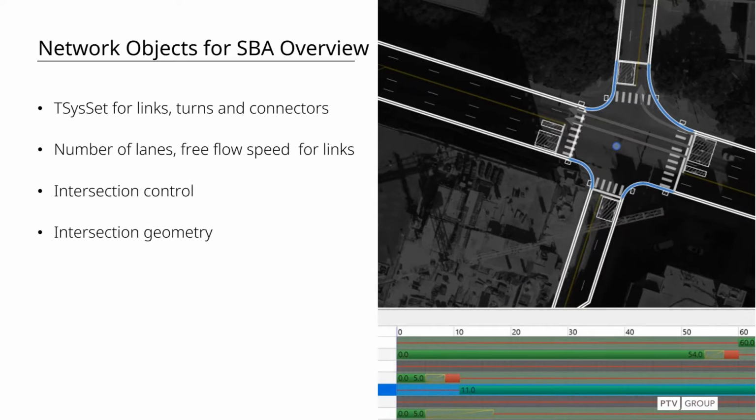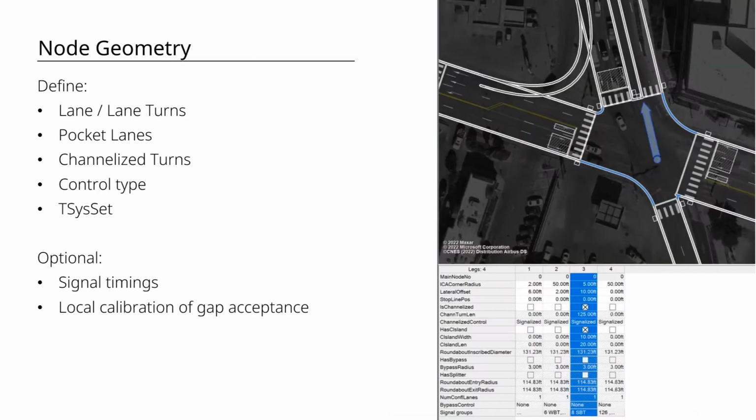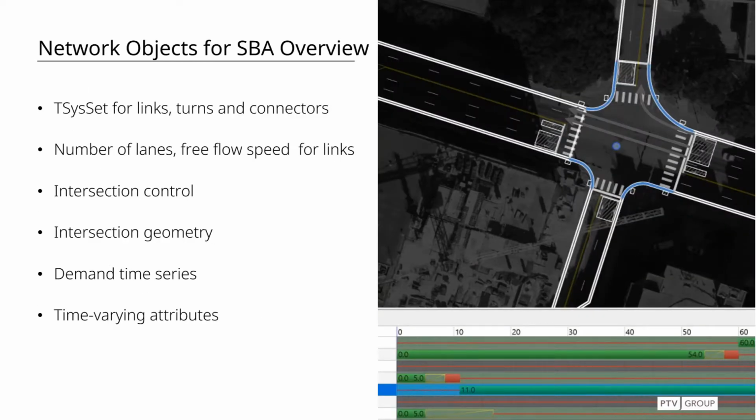This is a good overview of what you need to define, and we're going to go through each of these in a little more detail. So links, turns, and connectors in the network, you have to define the transportation system. At the link level, number of lanes, free flow speed, what type of control is at the intersection, what the intersection geometry is, demand and the demand time series, as well as any other time varying attributes that you want to have in your model.